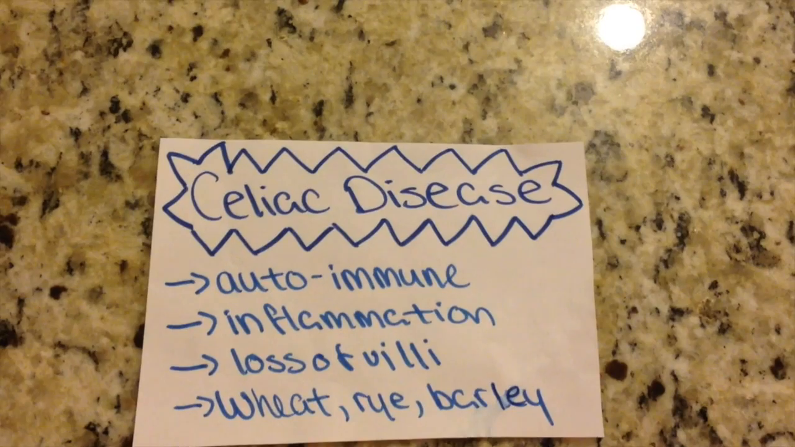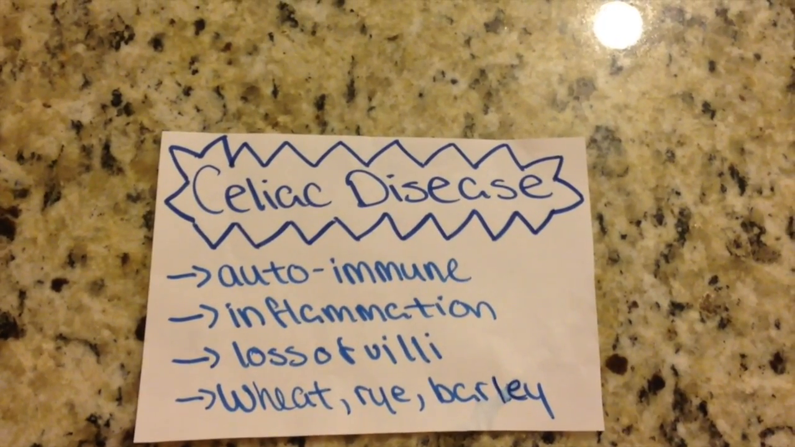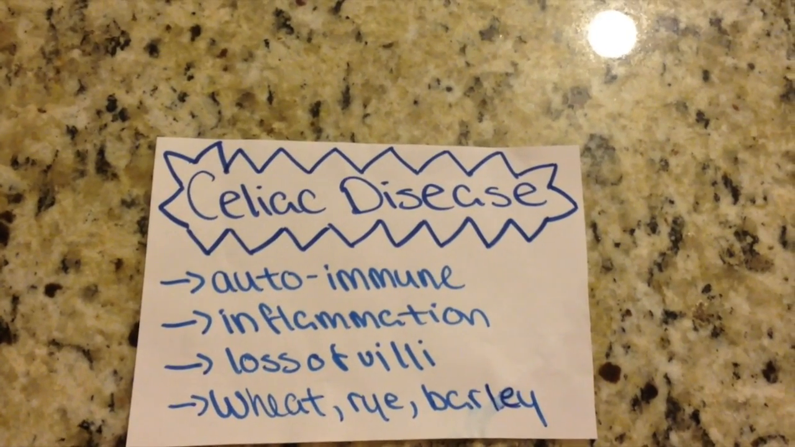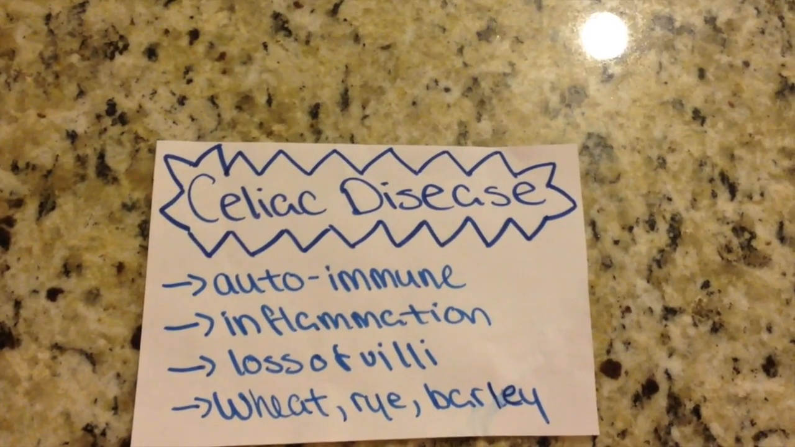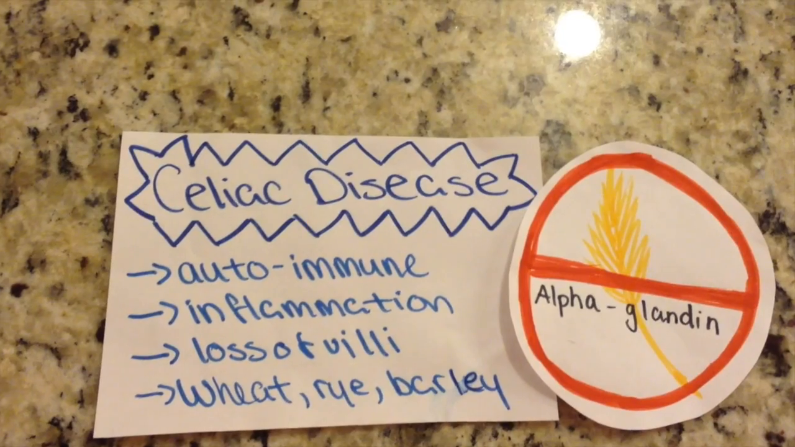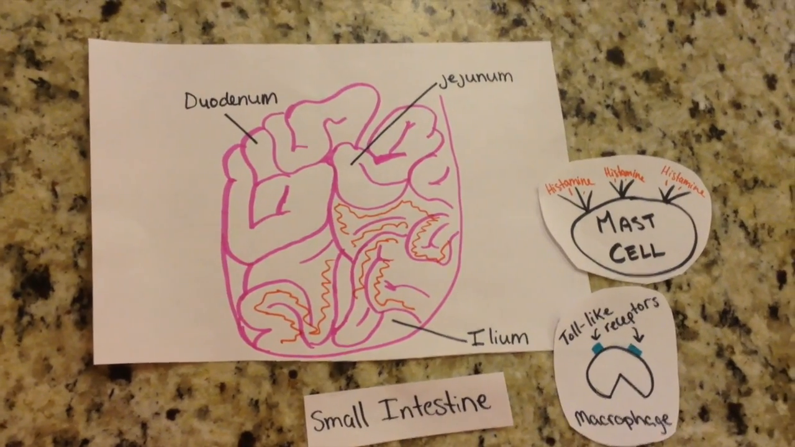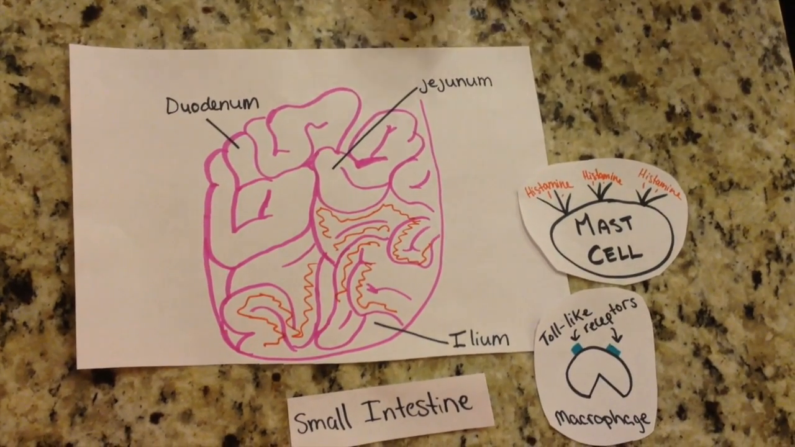Celiac disease is speculated to be an autoimmune response to gluten characterized by the inflammation and loss of villi in the small intestine. Wheat, rye, and barley are sources of gluten. Alpha-gliadin is the protein component found in foods that contain gluten. When a person with celiac disease ingests gluten, the small intestine becomes inflamed.